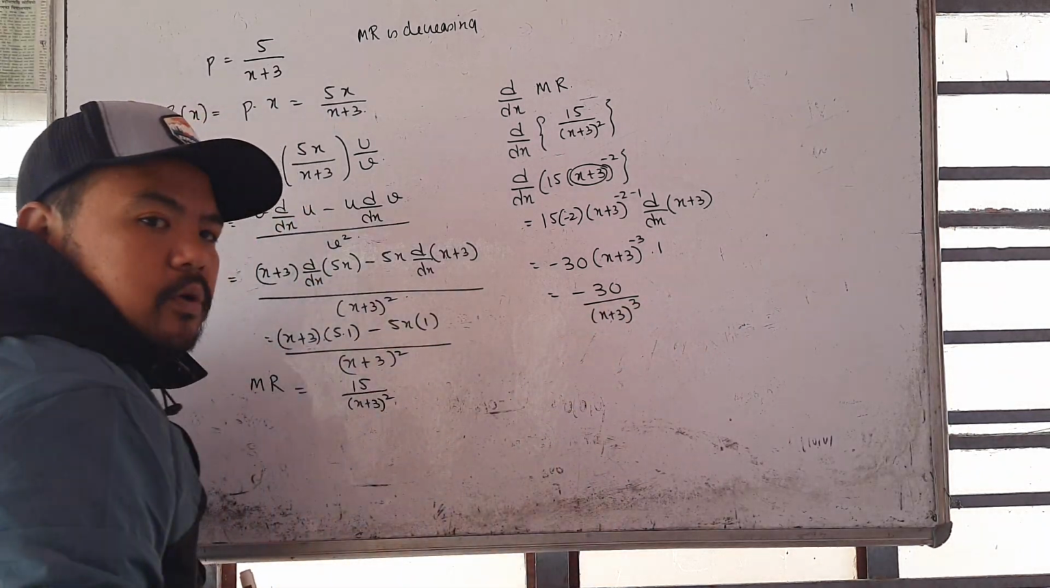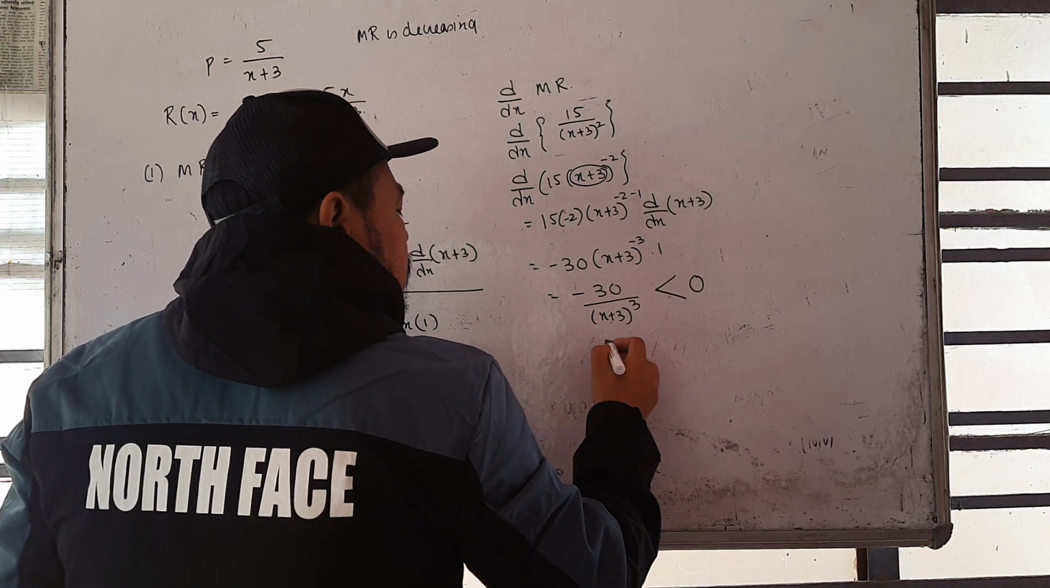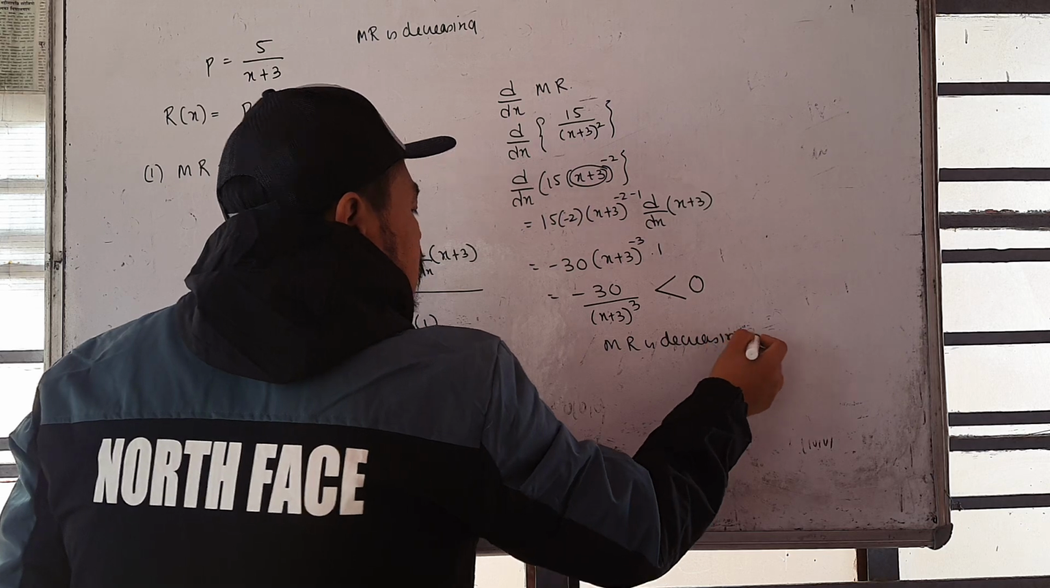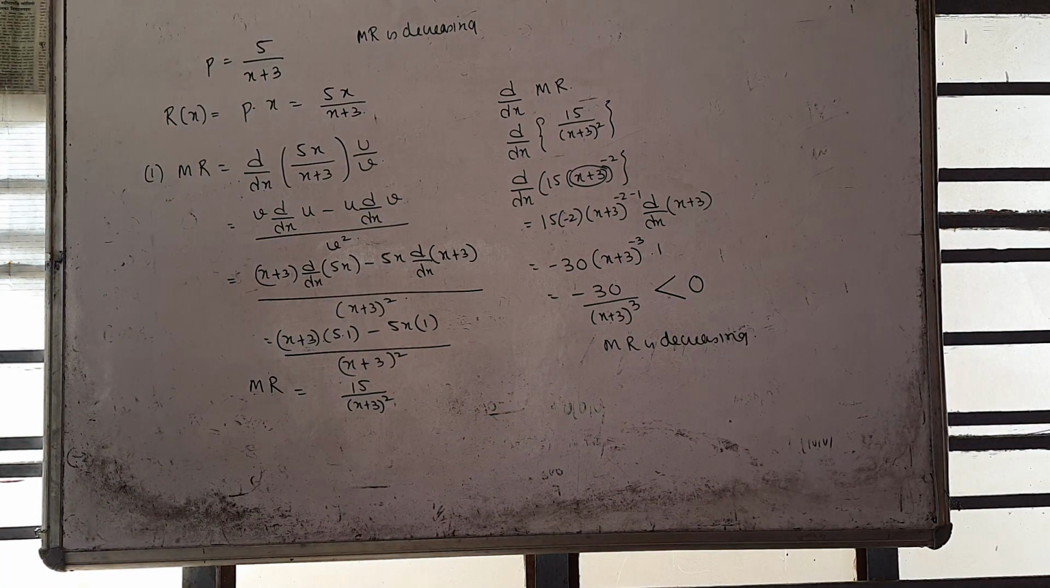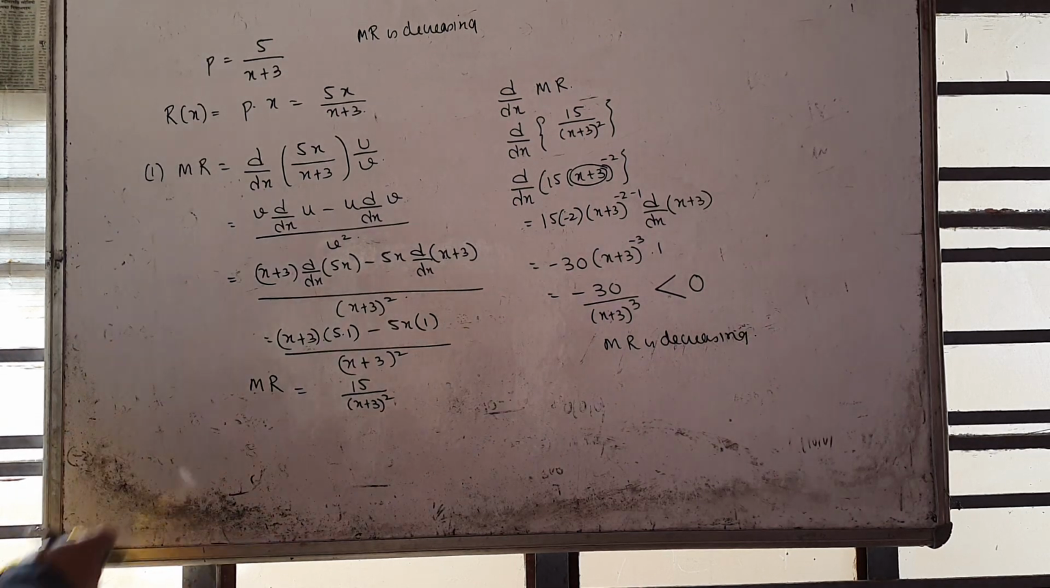Now you tell me, is it positive or negative? This is less than 0, so what can you conclude? The marginal revenue is decreasing. See, it won't take much time. You just have to revise the same thing again and again. Is it clear? Understood everyone?